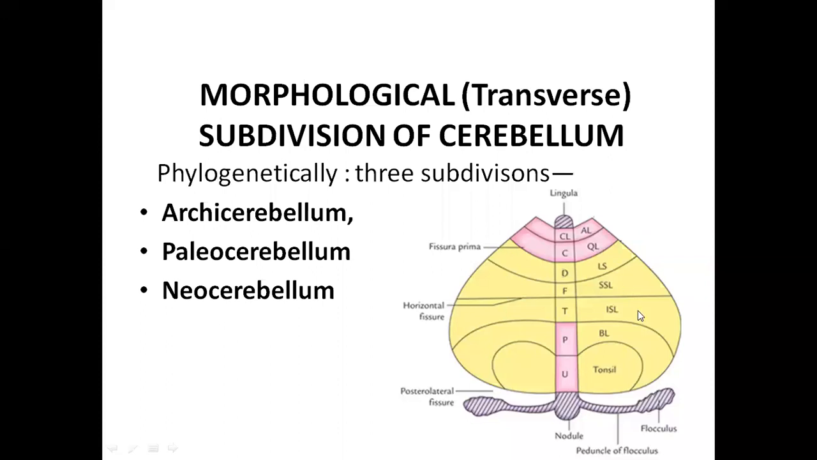This is a very good simple line diagram which all of you can practice, where you are able to see the subdivisions of the vermis in the center. So I gave you one code: L, C, C, D, F, T, P, U, N, right? So lingula, central lobule, culmen, declive, folium, tuber, pyramid, uvula, and nodule. Please memorize this.